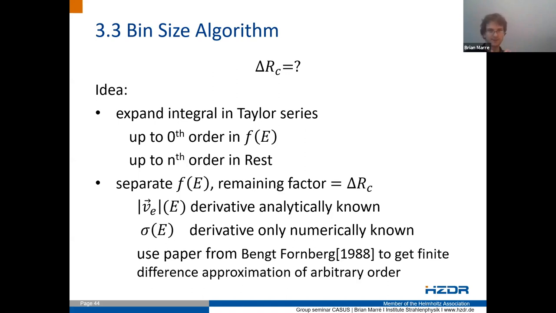Of course, since in this second factor there are derivatives of both the velocity and your cross-section, we need to know both of them. For the velocity, it's easy because it's a function you can analytically derive up to whatever order you want. That's something you can directly put into your simulation. But for the cross-section, it's a little bit more complicated, simply because the cross-sections we are using are empirical fits to data, and those empirical fits are nothing I would want to hard code into my simulation. Therefore, we will have to do this numerically.